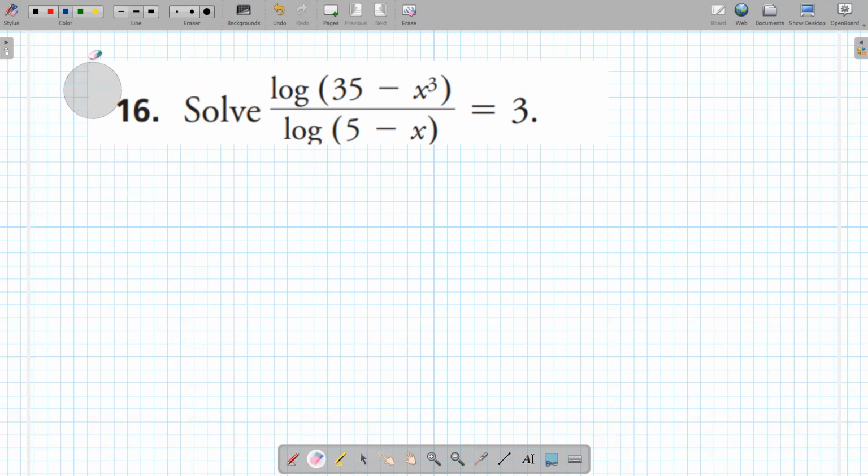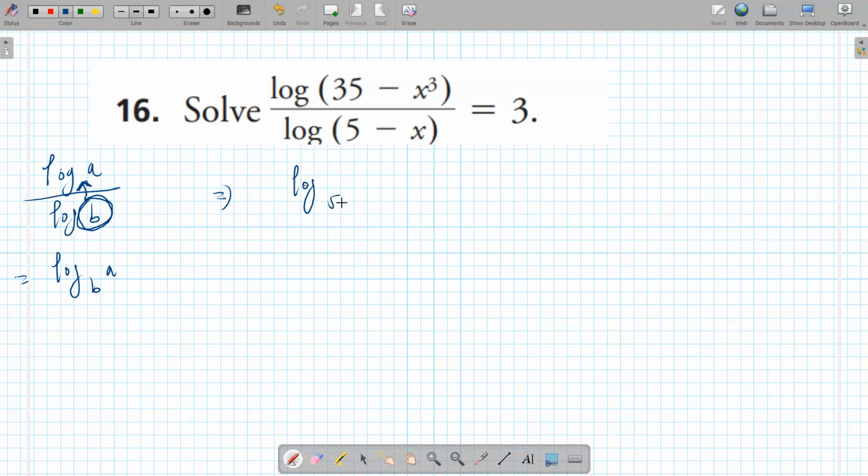What is going to help us though is our change of base rule, which says this. If you have log a divided by log b, this is the only formula that exists for this one, it becomes log base b of a. The thing in the denominator becomes the base up here. So look at this. This is going to become log base 5 minus x, and then you're going to have 35 minus x cubed up there, like that.